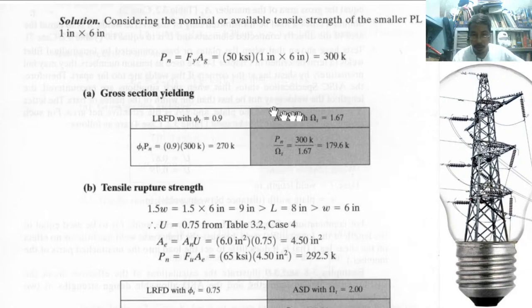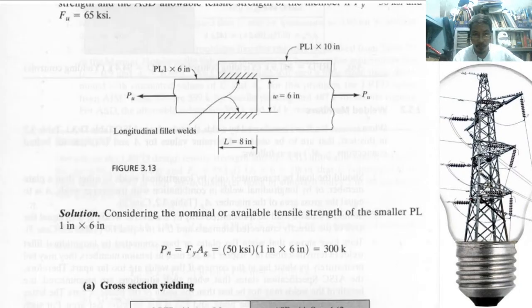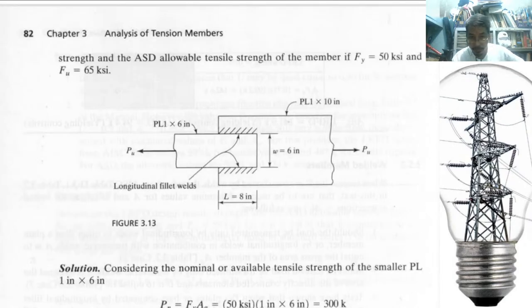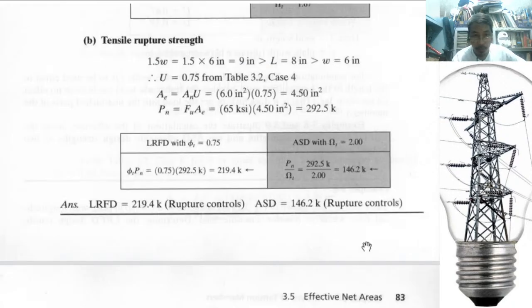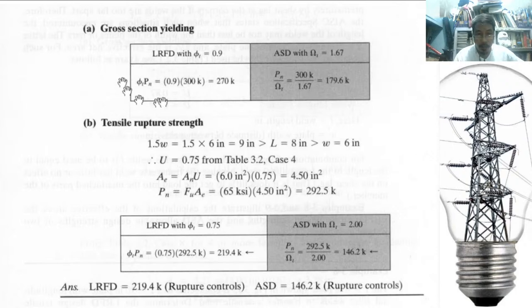What about ASD? For ASD, we have the corresponding safety factor of 1.67, so 300 divided by 1.67 is equal to 179.6 kips. If you compare, this is the design strength, and this is the allowable strength, about 180 kips.